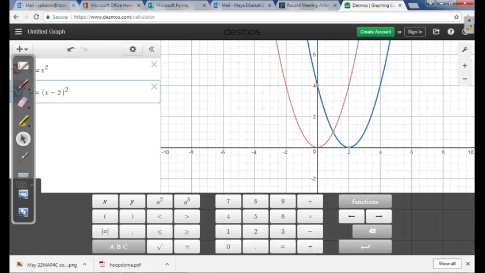The blue moves to the right. How many units to the right did it move? 2. Where do you think that came from? Why did it move to the right? Because I subtracted 2 in that bracket, it caused my graph to actually move to the right 2.